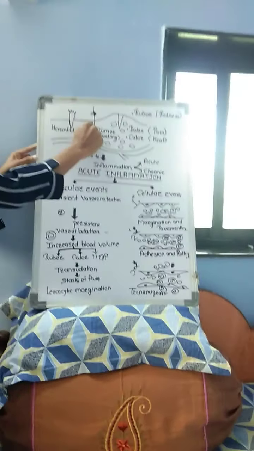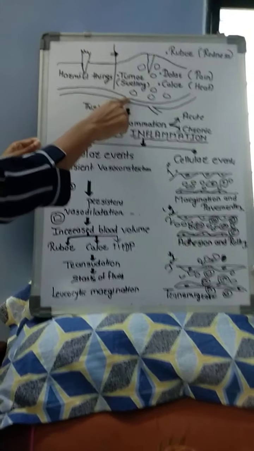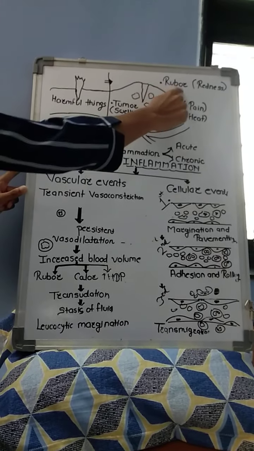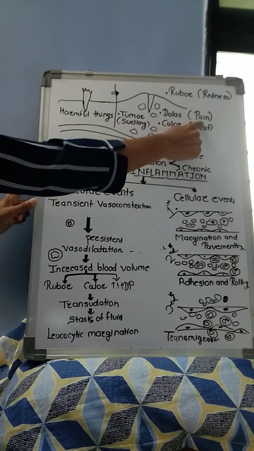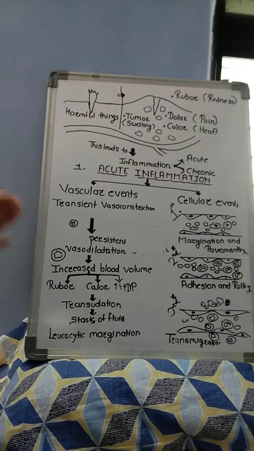Let's go to the topic of general pathology, that is inflammation, and we are now going to learn inflammation part 1, that is acute inflammation. When any injury occurs to the tissue, there is disruption of the endothelium and this gives rise to the 4 cardinal signs of inflammation. These 4 cardinal signs are tumor, that is swelling, rubor, that is redness, dolor, that is pain, and calor, that is heat. Now we are going to see how these 4 cardinal signs actually occur due to the mechanism of inflammation.